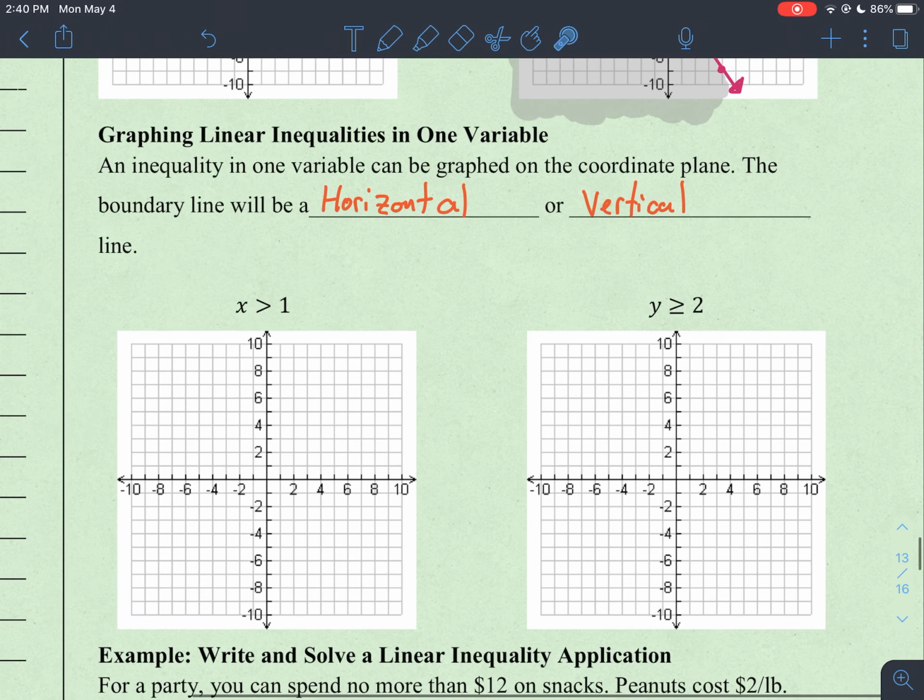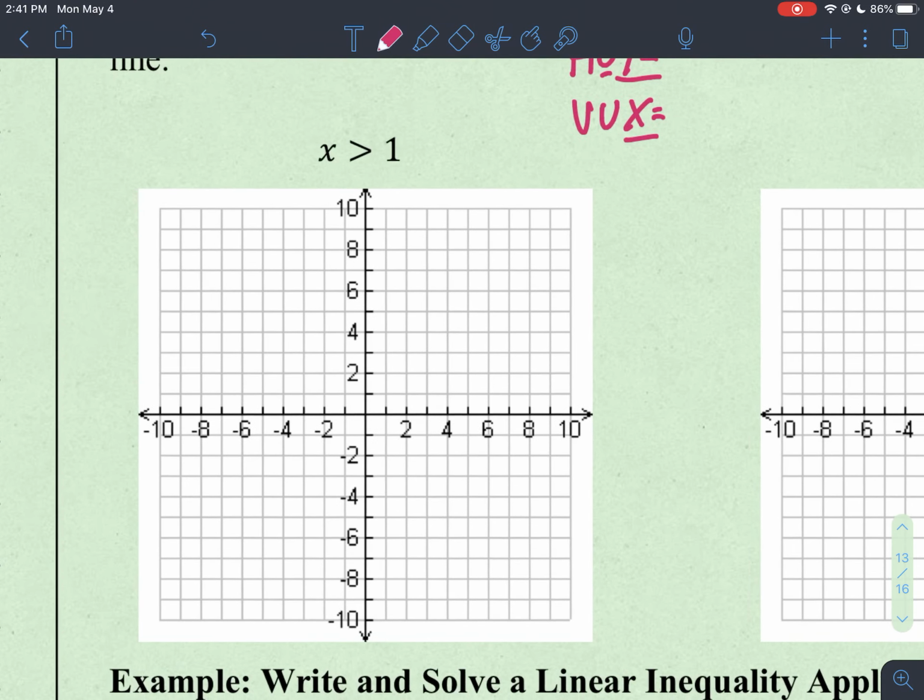We've got horizontal and vertical lines. So think back to graphing linear equations. We had a Hoy and we had a Vux. A Hoy was a horizontal line, has 0 slope, it's a y equals, and a Vux, which is a vertical line, undefined slope, and x equals. So when you're looking at this, think about that in that same way.